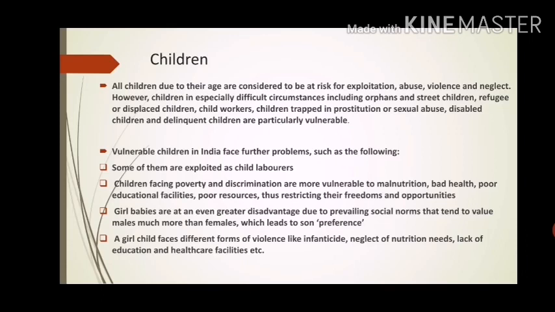Again, one of the important phenomena: we know that the sex ratio of our country is very skewed. This is because girl babies are at an even greater disadvantage. Why? Because of the social norms prevalent in India. More importance is given to the male child, as mentioned in one of the Economic Surveys as son meta preference. Therefore this leads to female infanticide, or killing of the female fetus. A girl child faces different forms of violence like female infanticide, neglect of nutrition needs, and lack of education and healthcare facilities. All these issues call for special plans and measures to protect this vulnerable section of society.